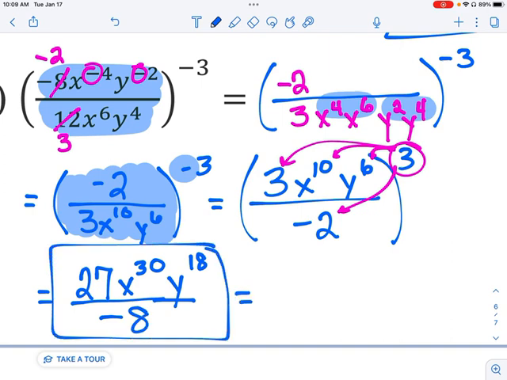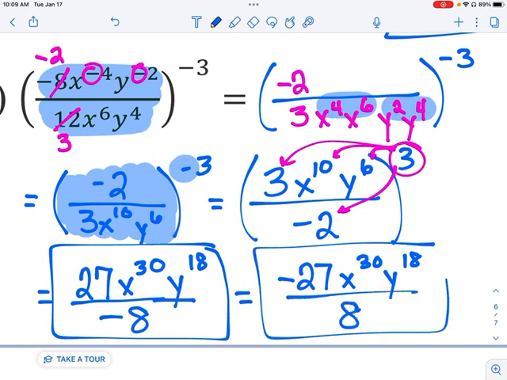You are also welcome to write that negative up on top if you want, or out in front if you want. So either of these answers would be an acceptable answer at that point. All right, and that is our final exponent rules for this chapter.